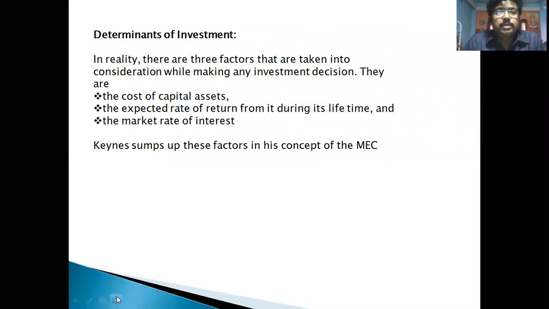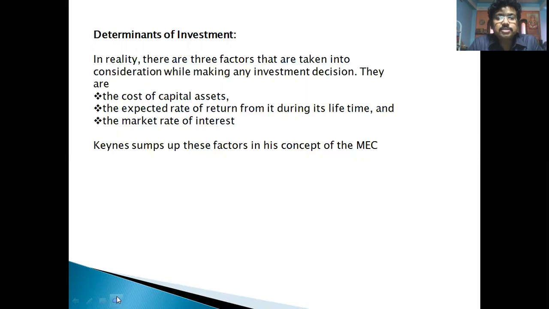Look, determinants of investment. In reality, there are three factors that are taken into consideration while making any investment decision. What are those factors? The first one is the cost of capital assets. Cost of capital assets determines the investment decision. The expected rate of return from it during its lifetime is also a factor for investment decision. And the market rate of interest is also a factor.